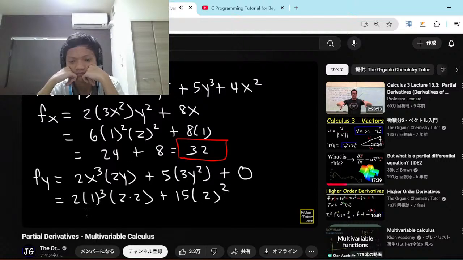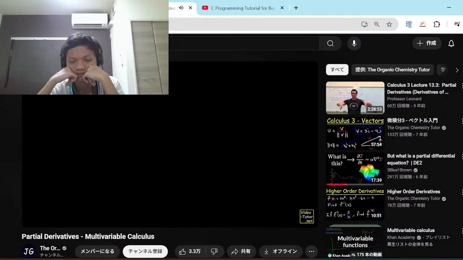5 times 3 is 15. So then we have 2 times 2 times 2, which is 8. 2 squared is 4 times 15, that's 60. 8 plus 60 is 68. And so that's all you need to do in order to evaluate the derivative at the point. Find the derivative and plug in the x and y values. Here's another example, but this one might be more trivial.